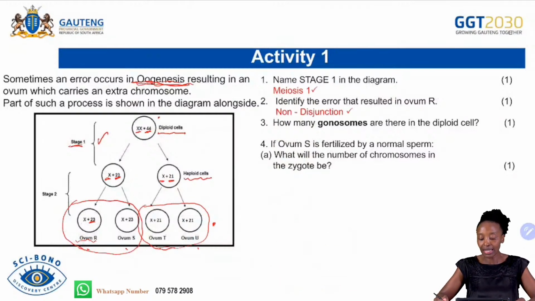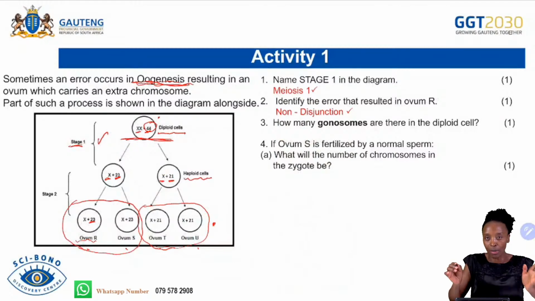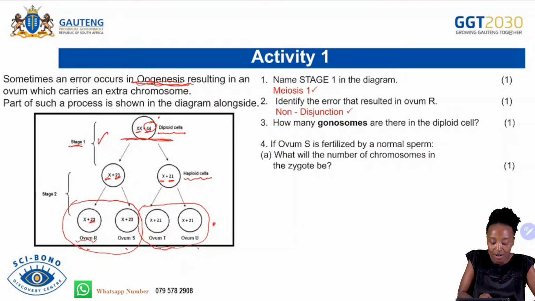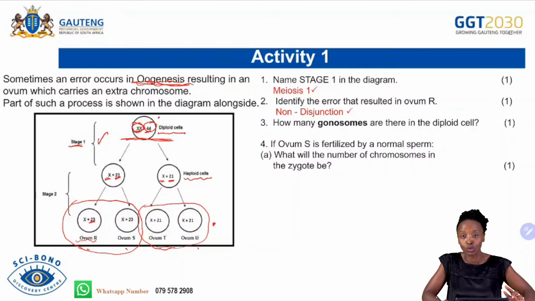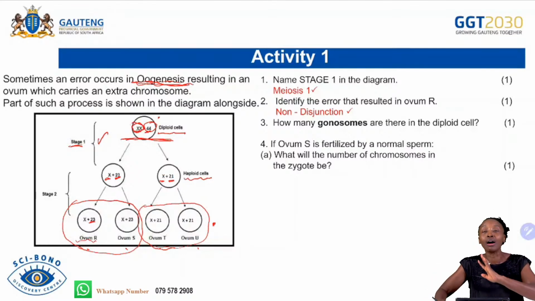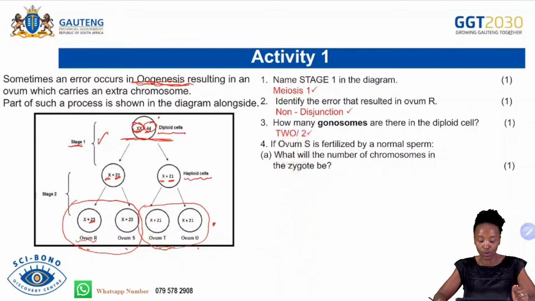Then the third question says, how many chromosomes are there in the diploid cell? So a normal diploid cell will have how many chromosomes? 2. So this is the diploid cell that they are referring to. I did say there's 44 autosomes, which are your normal body chromosomes, and then we have 2 gonosomes. The gonosomes, remember, those are the sex chromosomes. Those are the ones that determine whether a child will be a boy or a girl. So there's 2 according to the diagram.